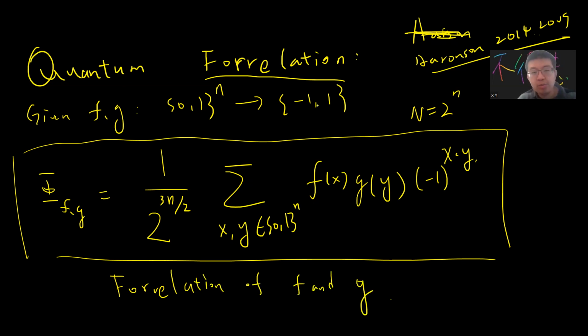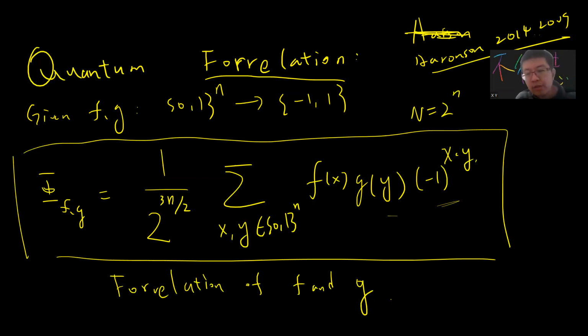You are given two Boolean functions, from {0,1}^n to either plus or minus 1, and you just compute this sum. The idea is that if you know some character theory or group representation, then if you just sum over y, you can imagine this is like Fourier analysis on F2 to the n, and you take the inner product with f of x. So this is called the Forrelation.